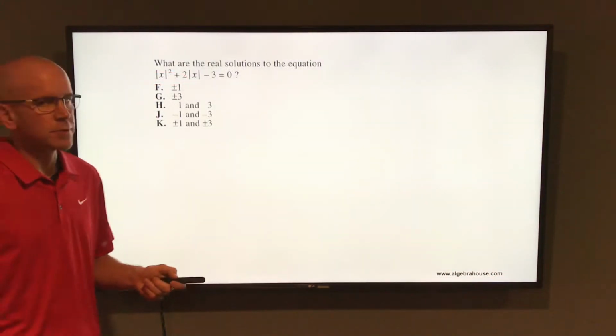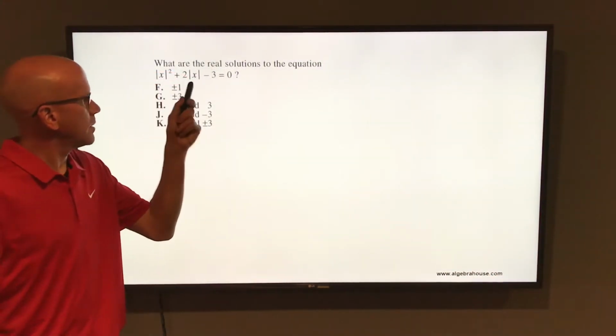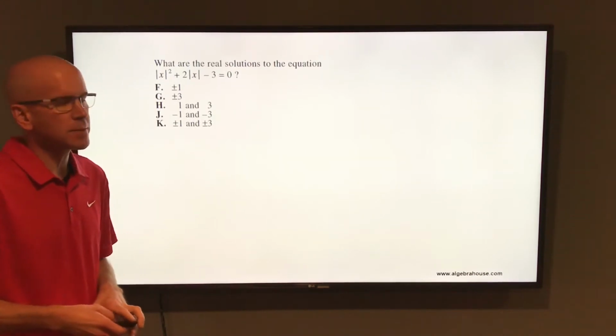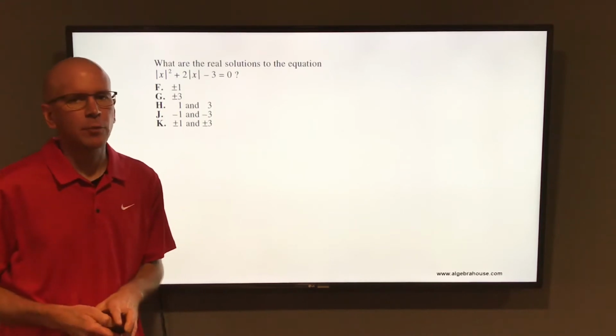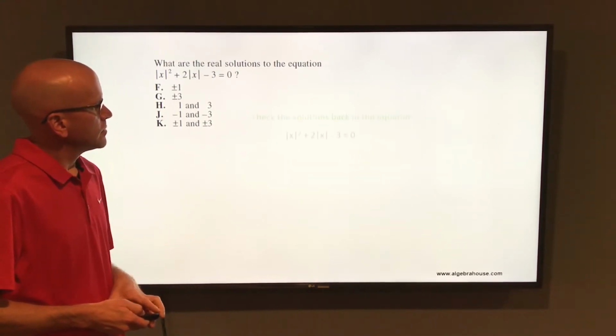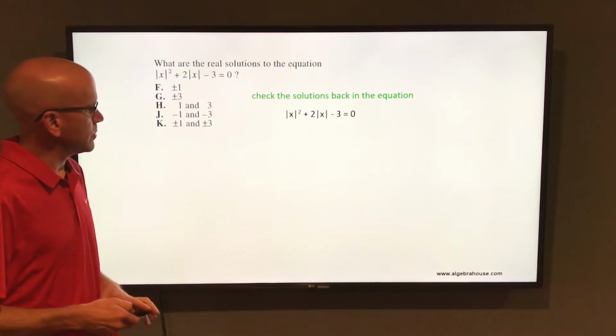What are the real solutions to the equation? The absolute value of x squared plus 2 times the absolute value of x minus 3 is equal to 0. These are your choices: 1 and negative 1, 3 or negative 3. There's really nothing to do here except substitute these in. We're going to start with 1.